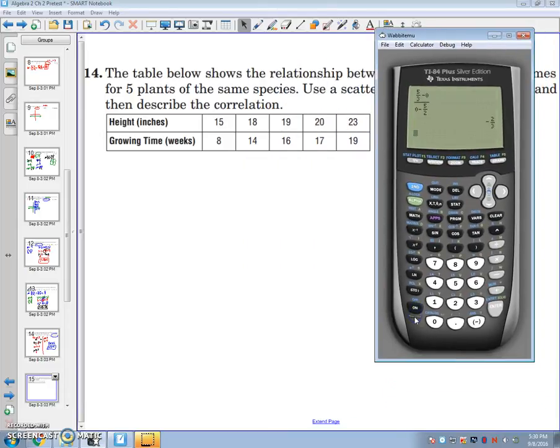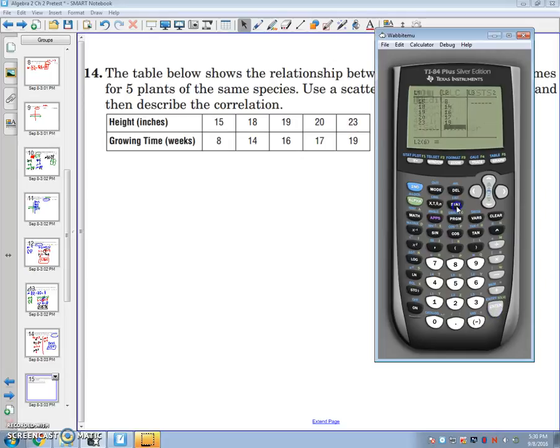So you turn your calculator, go to stat, edit, type in your numbers in L1 and L2. Make sure you have L1 and L2. If not, reset your calculator. So 15, 18, 19, 20, 23. Over here, 8, 14, 16, 17, 19.